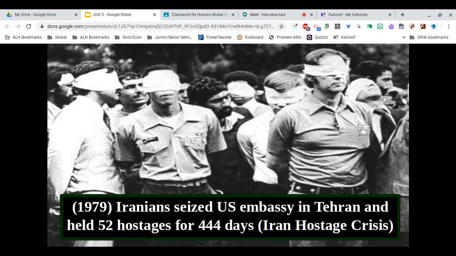This became a big reason why Jimmy Carter is not going to be elected and why Ronald Reagan is going to be elected. Ronald Reagan was out there advocating he's going to bring back the hostages. And this was seen as a weakness on Jimmy Carter's part for not getting these hostages back. And the hostages are released the day that Ronald Reagan takes his first oath of office.